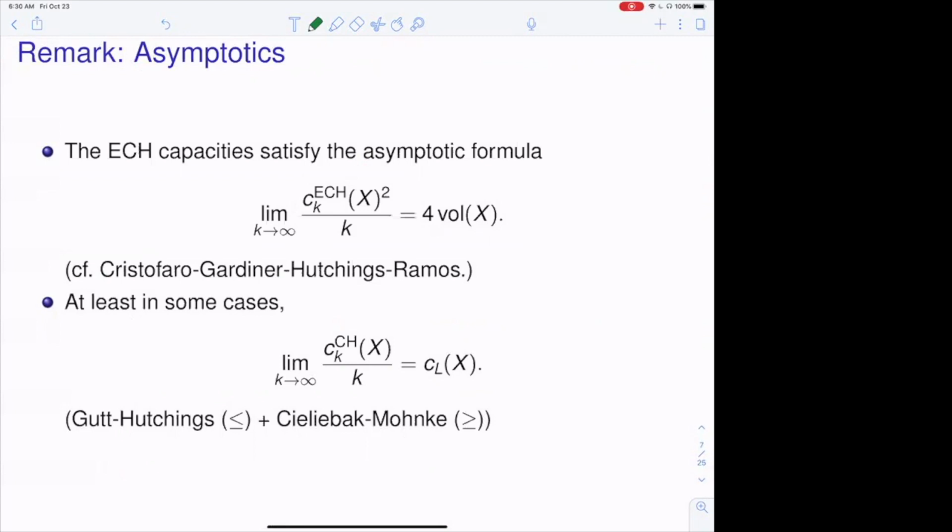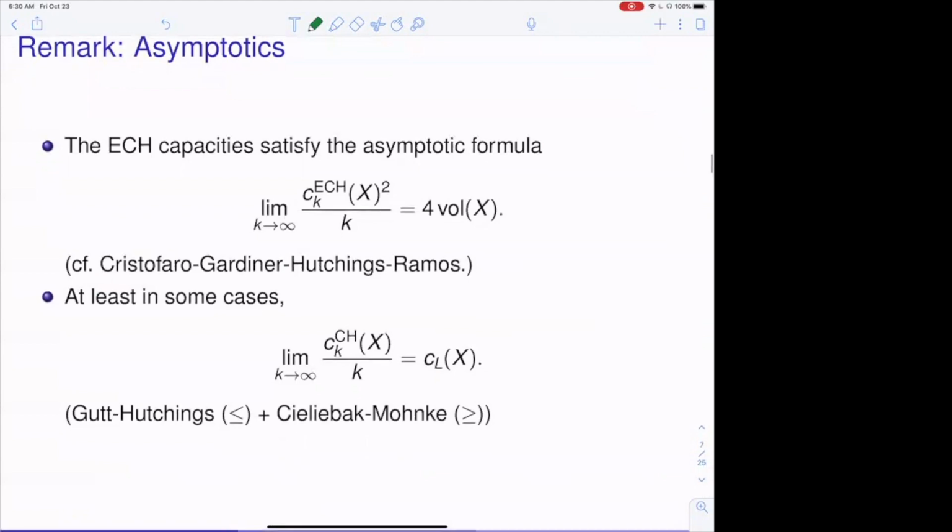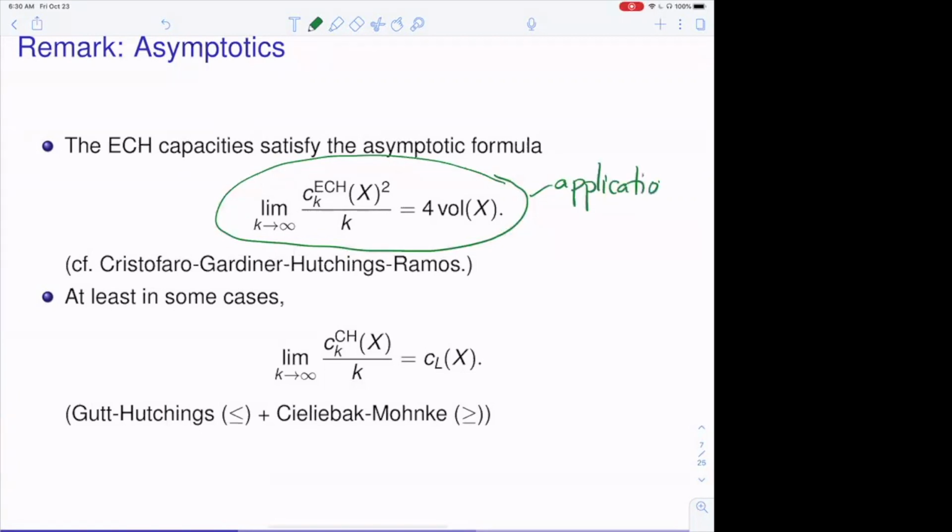So these two sequences of symplectic capacities have some asymptotic properties. For the ECH capacities, if you take the limit of c_k squared over k, you recover the volume of the domain. The general version of this is in a paper with Dan Cristofaro-Gardiner and Vinicius Ramos. And this has all sorts of applications. I think we heard some talks about this. I don't remember if it was this seminar or a different one, but there are lots of applications.